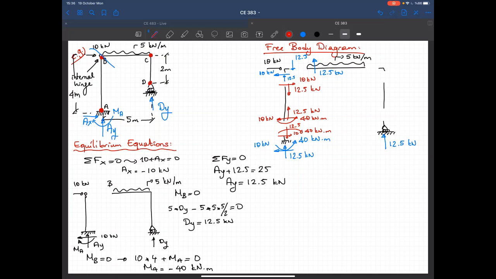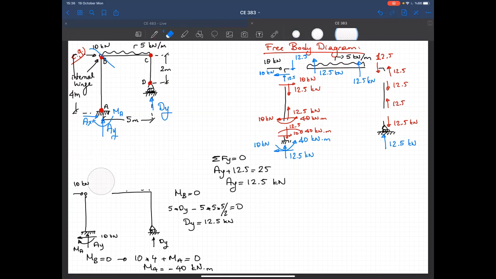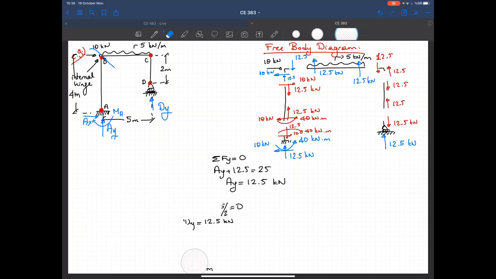Then I'll go to node D, 12.5 kilonewtons, 12.5, and here I got 12.5 kilonewtons. So I show all the forces. Now all the members and all the nodes are in equilibrium. Now we are ready to draw the internal force diagrams, and let's do that.